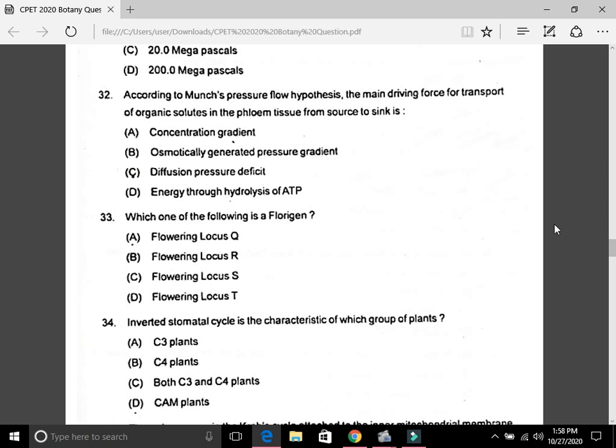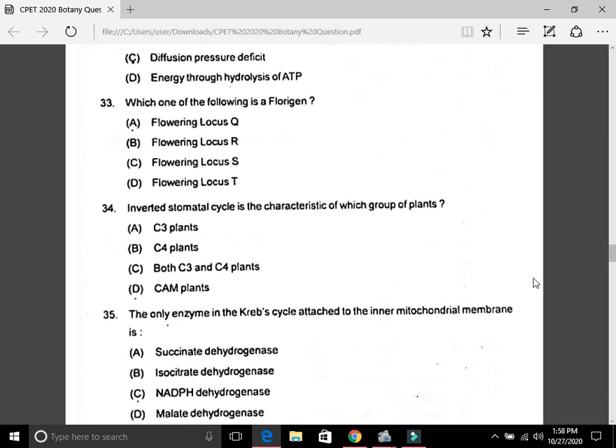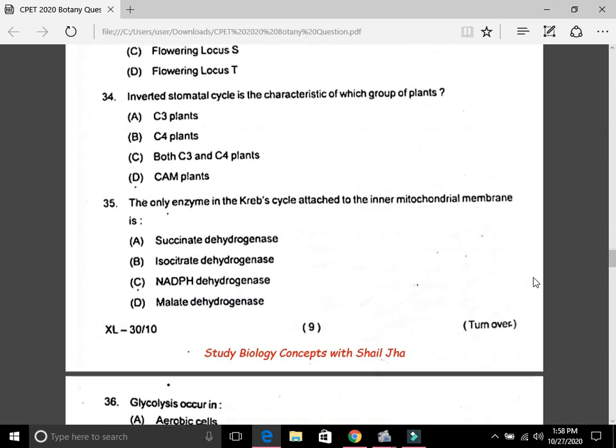Question number 32. According to Munch's pressure flow hypothesis, the main driving force for transport of organic solutes in the phloem tissue from source to sink is B, osmotically generated pressure gradient. Which one of the following is a florigen? The answer is D, flowering locus T.